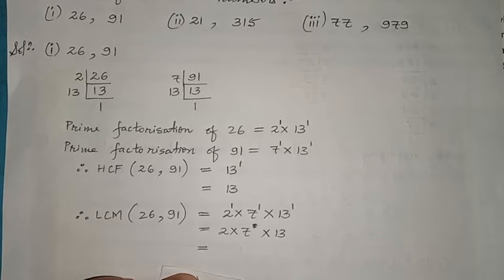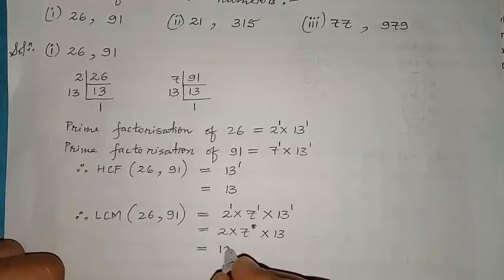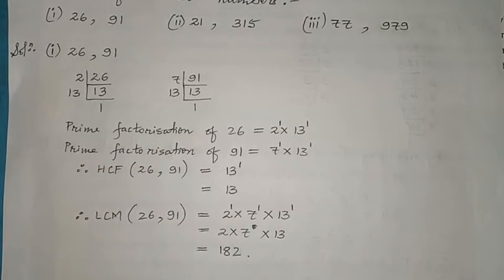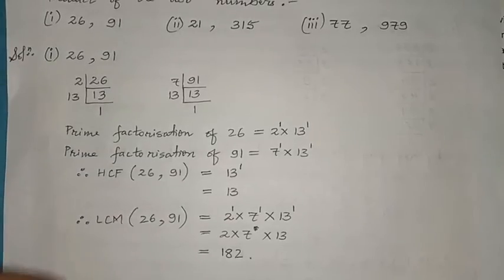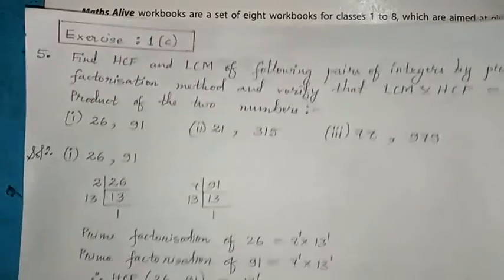4 into 12, 3, 4, 1, 4, 1, 2. That means we have got the answer. That means HCF and LCM we have found. So the first part of the answer is finished. First part: find the HCF and LCM of the following by prime factorization method. First part is finished. Okay.